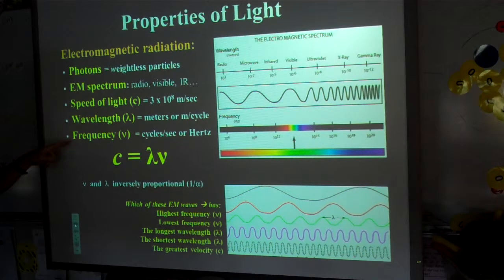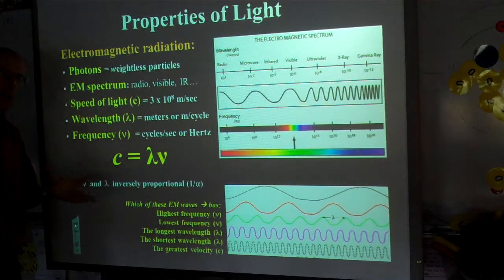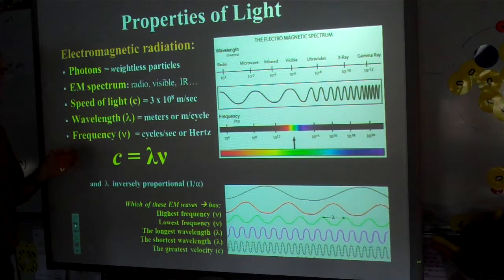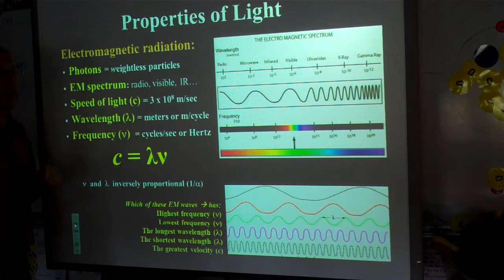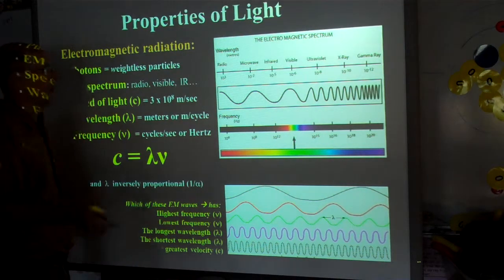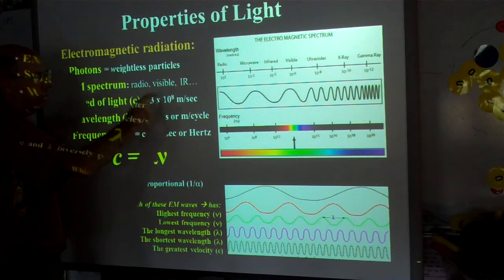All right, now we get to the meat and potatoes, the things that we're going to use a lot as we do some calculations. First thing is speed of light. Speed of light gets the letter C. And you've heard about this before in Einstein's famous equation, E equals mc squared. And C is the speed of light. And the number is always the same in a vacuum: 3 times 10 to the 8th meters every second.